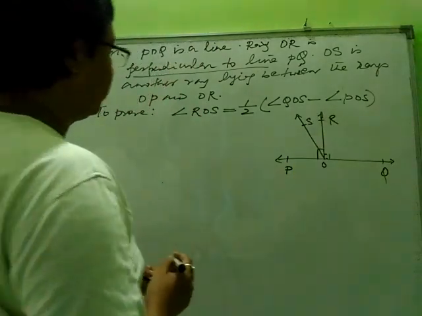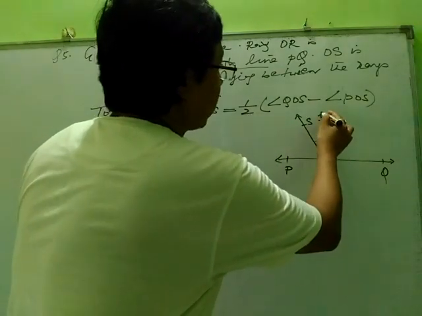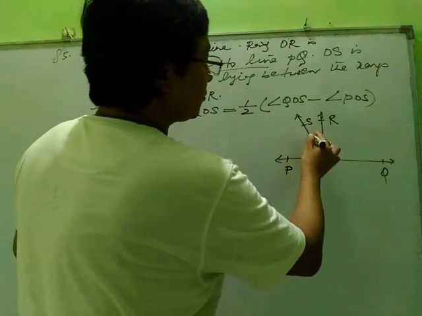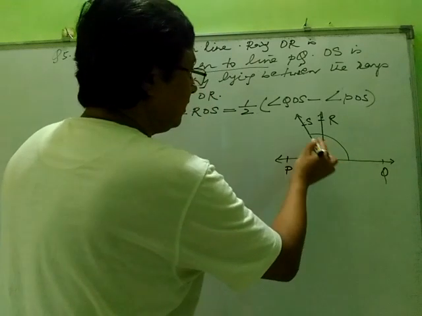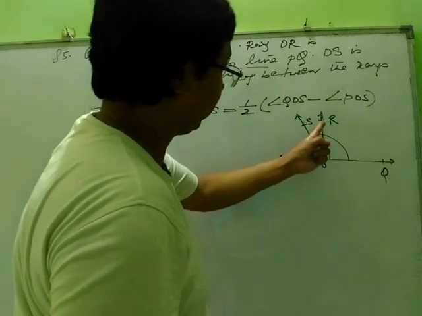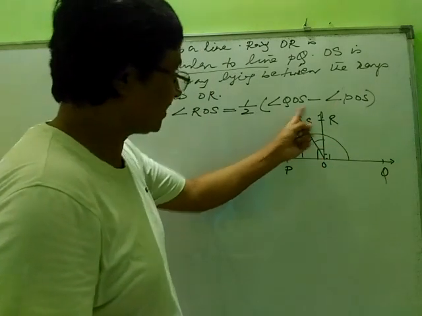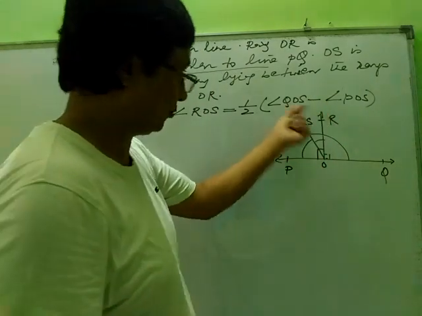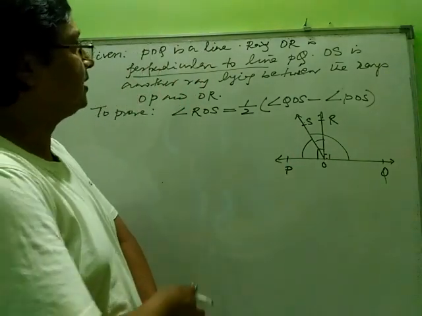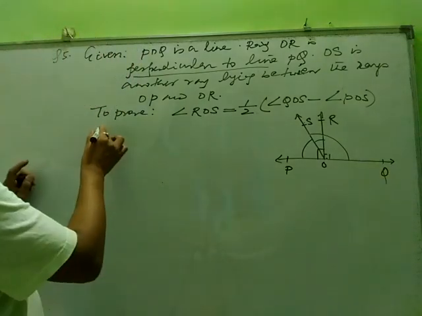Now you will have to prove that angle ROS is half of angle QOS minus angle POS. So this angle ROS will be half of the difference of the angles QOS and POS. Now here you will need lots of practice. So let us begin the proof.